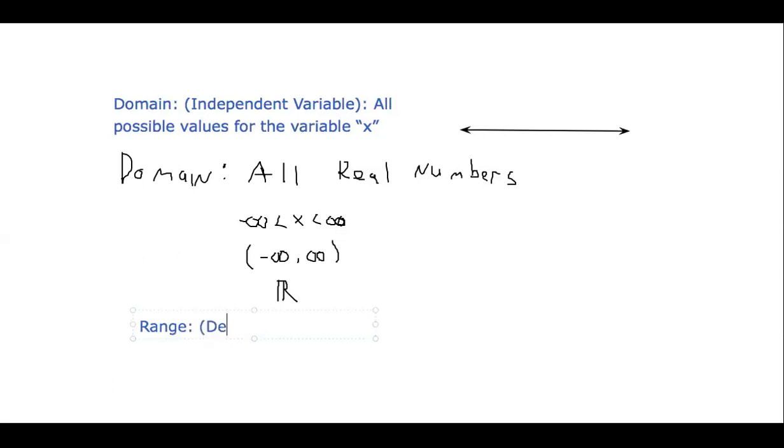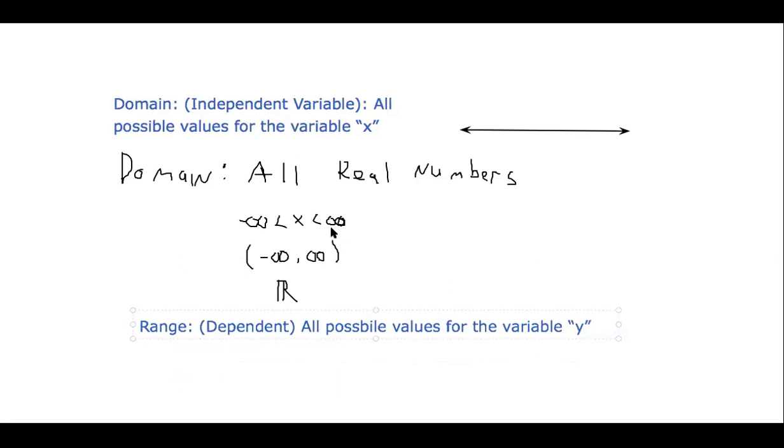Now, range is our dependent variable because it depends on what you put into the function. And this is all possible values for the variable. And like I said, typically we call this y, not always, but that's where we go with it a lot.